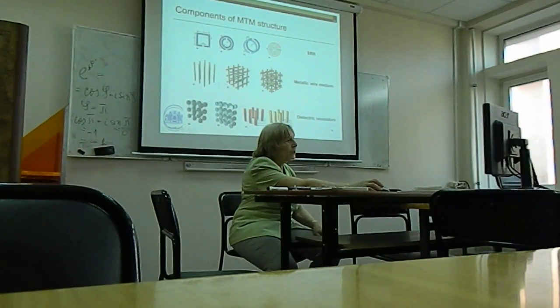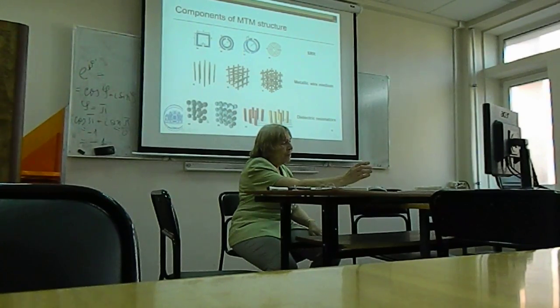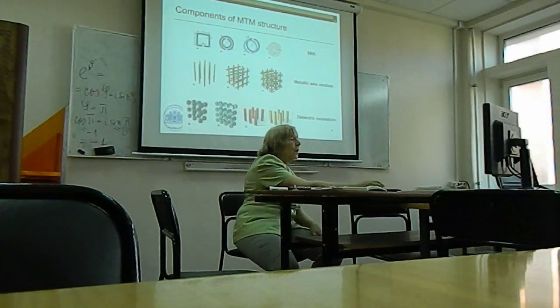3D volumetric structure, different metallic wire medium, one-dimensional, two-dimensional, three-dimensional. Dielectric isomers which are composed as a regular structure. So there are many different structures.